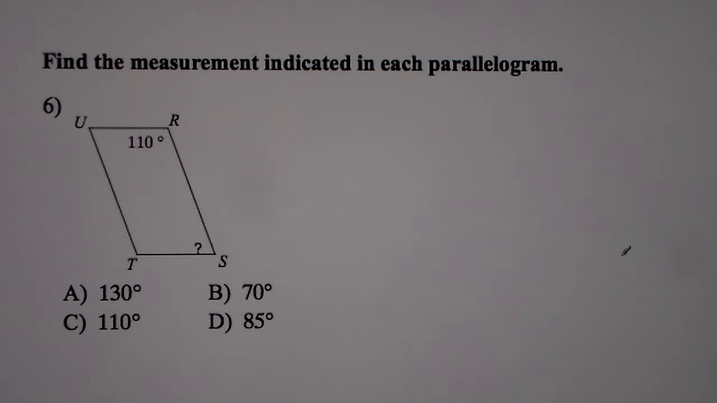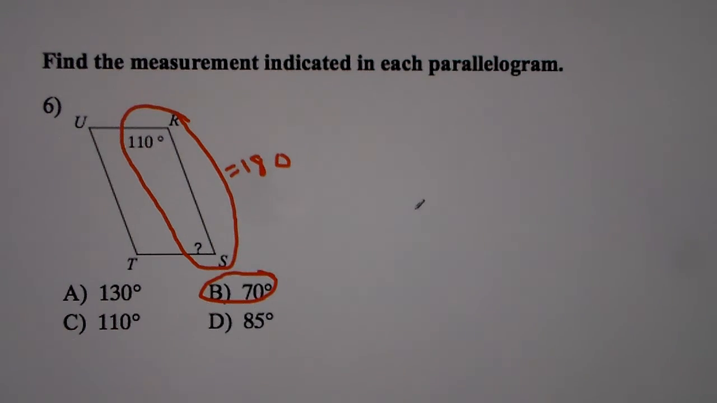Alright, next up, find the measure of the indicated angle in each parallelogram. So something you need to know about parallelograms is that when you have these back-to-back angles here, they're equal to 180 degrees. So you do 180 minus 110, which gets you 70. So these side-to-side angles, they add up to equal 180.